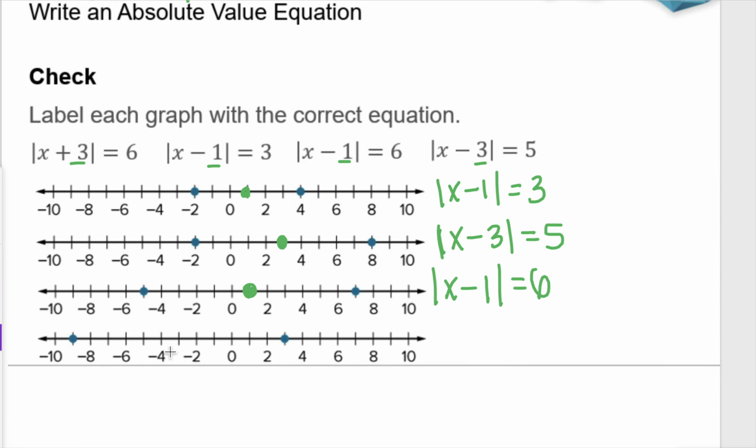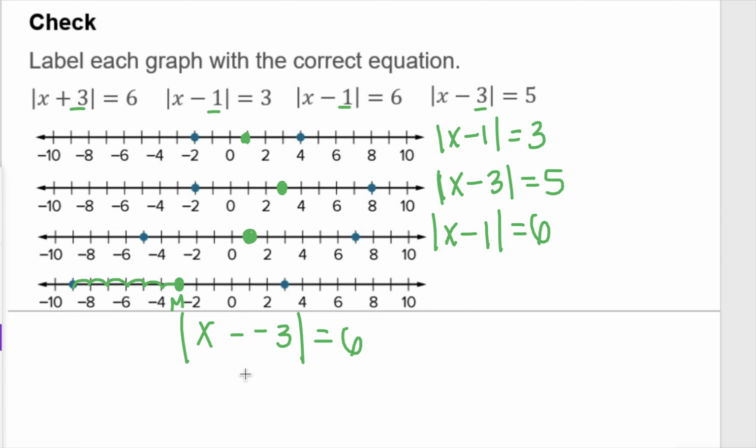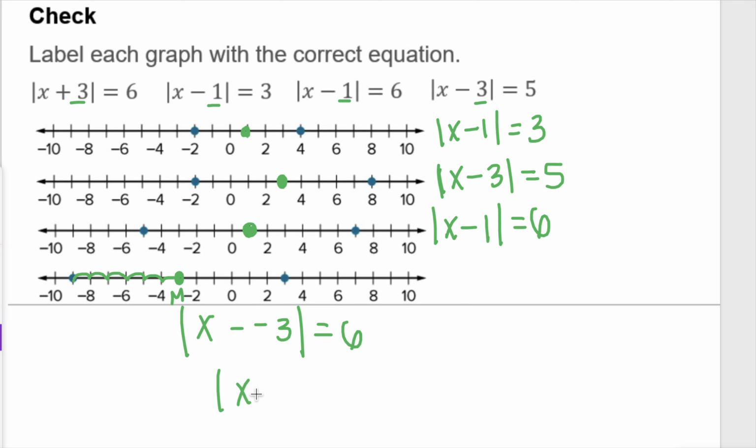The last one is kind of tricky because your midpoint's going to be a negative, so I want you to notice what changes with your absolute value equation. I'm from -9 to +3, so that's 12 steps in all. So 12 steps meeting halfway would be 6 steps. 1, 2, 3, 4, 5, 6. So here's my midpoint at -3. Instead of writing x minus 3, I would need to write x minus -3 is equal to my 6 steps to get there, but notice x minus -3 actually simplifies to x plus 3.